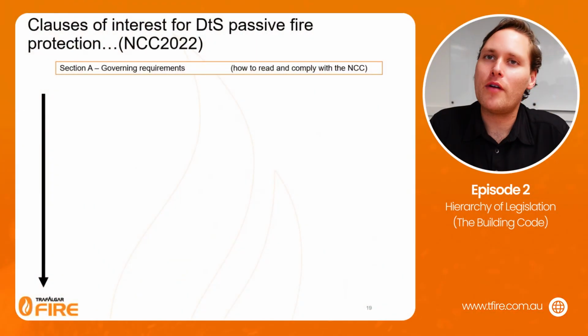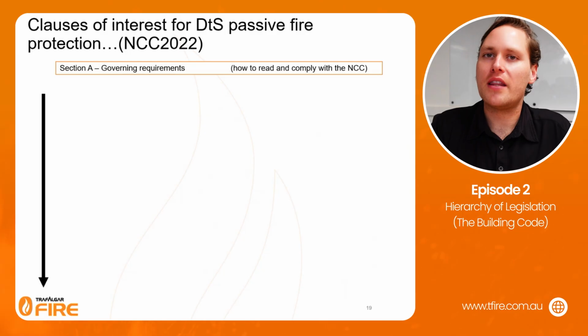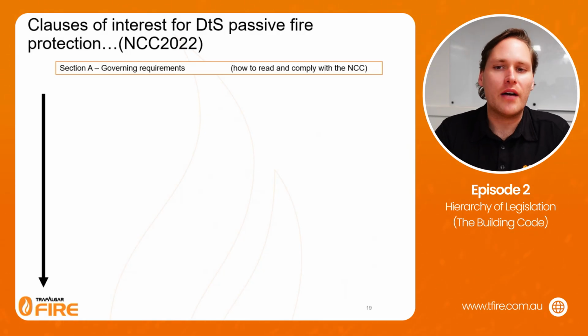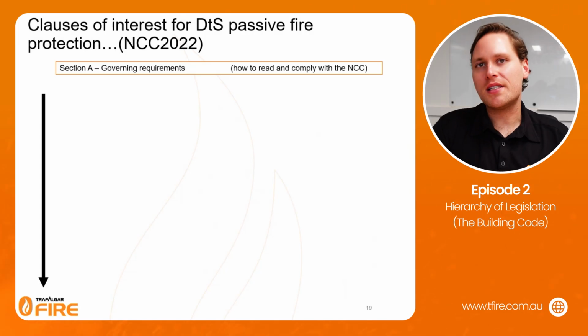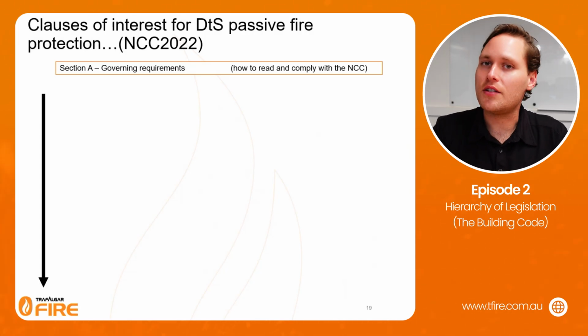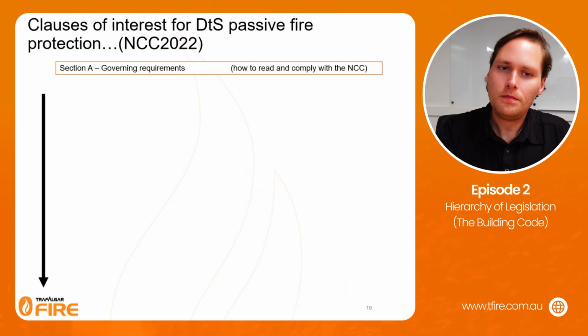On this slide, we'll have a quick overview of the building code and which parts of the code I think are important for passive fire protection. So starting with Section A, it gives us the governing requirements, and it's really useful because it tells us how to read and comply with the NCC. There's a lot of legal definitions and terms, so this is a good starting point to have a look at definitions and just make sure you understand what it means when it says words like required and shall.